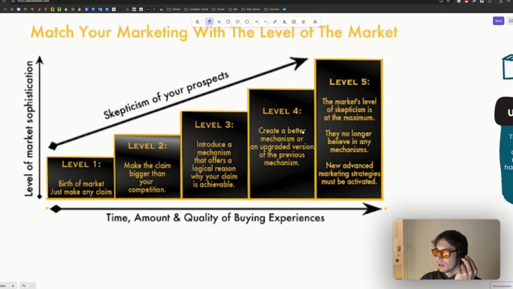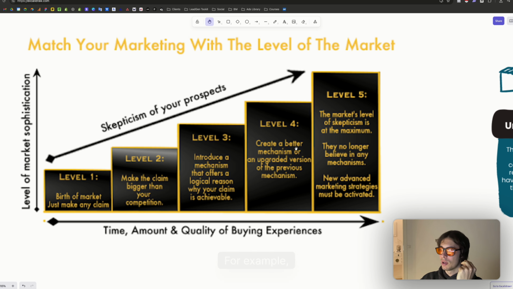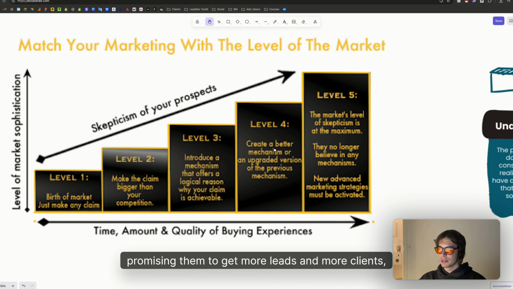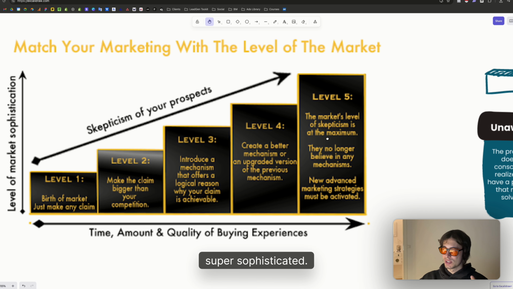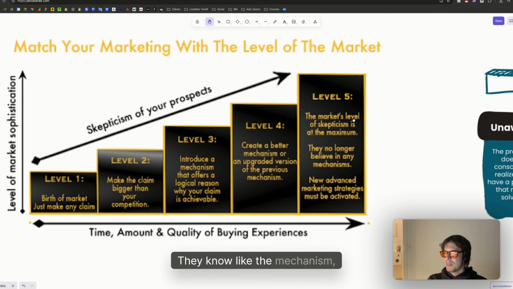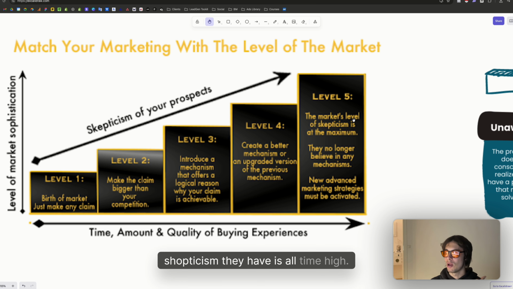And you need to understand when you do advertising at what level of sophistication you are. For example, if I'm working with marketing agencies and I'm promising them to get more leads and more clients, I know I'm working in level 4 and 5 because that market is super, super sophisticated. Same as with e-commerce. If I, as a media buyer, try to close an e-commerce store, they already tried Facebook ads. They know the mechanism. They tried everything else, right? So the level of skepticism they have is all-time high.